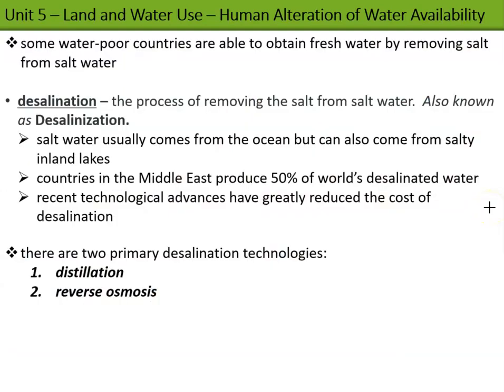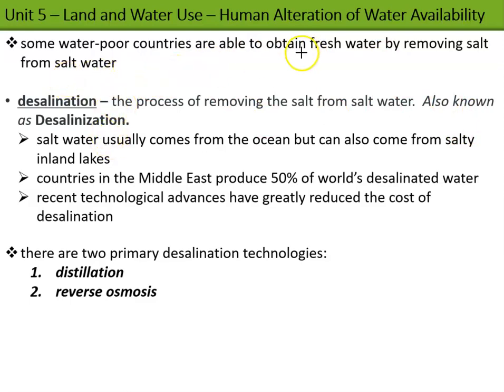All right, the last two things that we're going to look at are what some water-poor countries will do in order to try to get fresh water. Some water-poor countries are able to obtain fresh water by removing salt from salt water. This is particularly true in the Middle East region, where you have some countries that are almost completely desert, but they have a large coastline. They have access to ocean water. They have access to salt water.